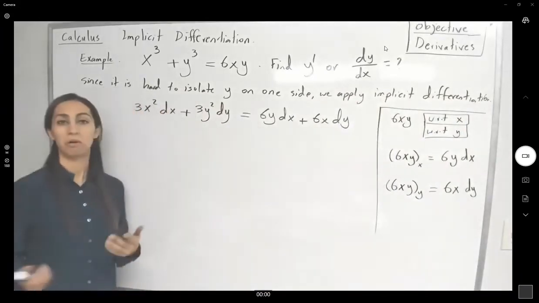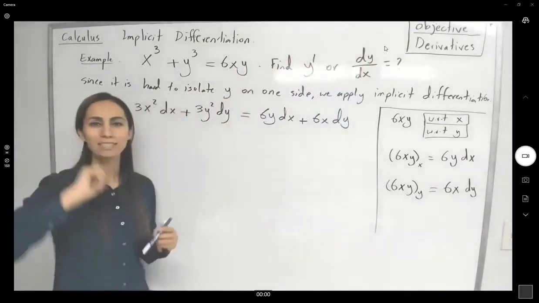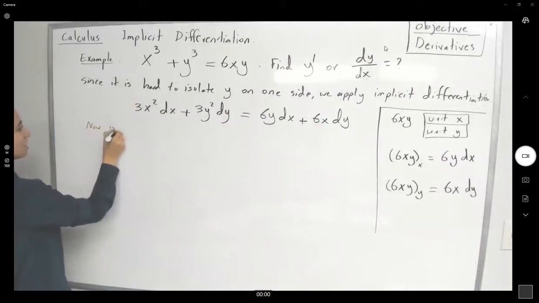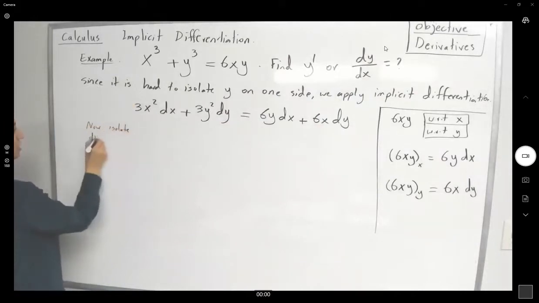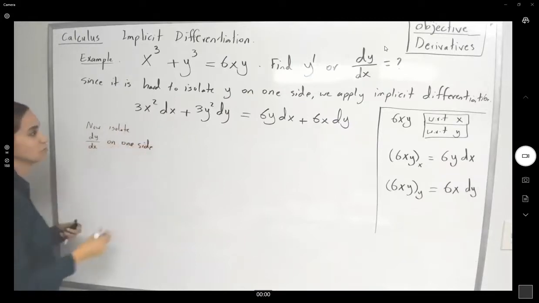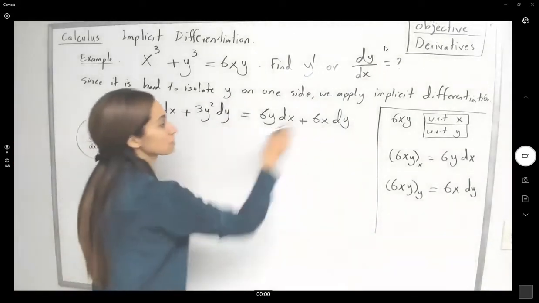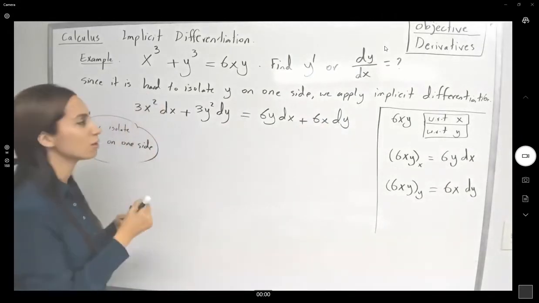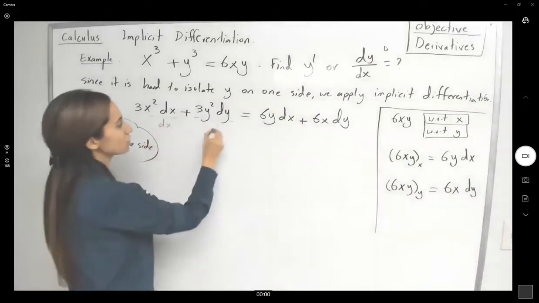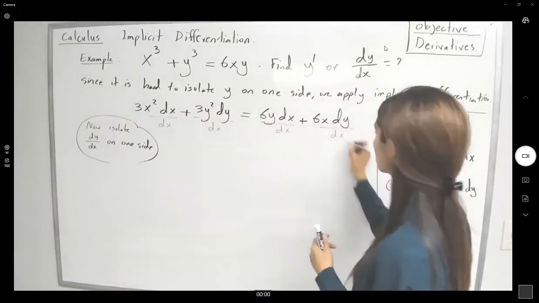Awesome. So our next step is to have dy over dx isolated on one side. How do we do that? Well, first of all, we have a lot of dx, dy here. First, we need to get rid of all of the dx's. Divide by dx, we have 4 fractions, 4 terms. Divide by dx, divide by dx.